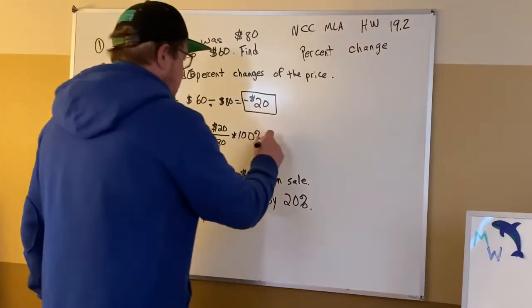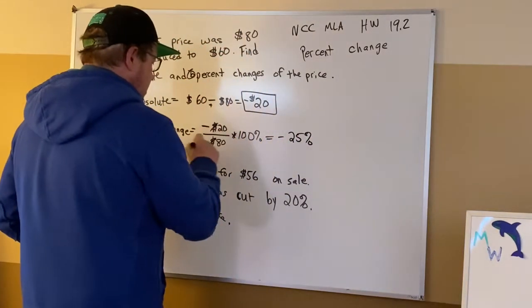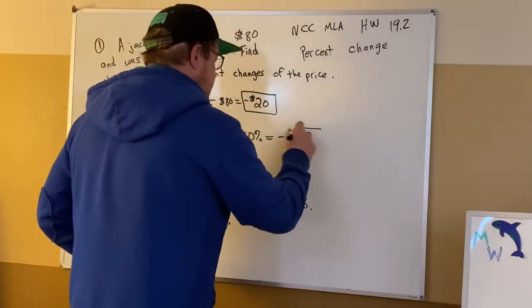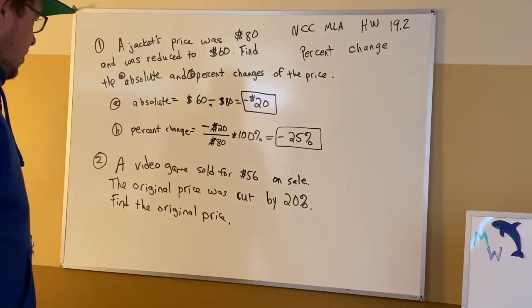So this winds up being negative 25%. It doesn't have the dollar signs anymore. It does have the negative sign. It does have the percent sign, and you wind up with a 25% reduction in the price of that.